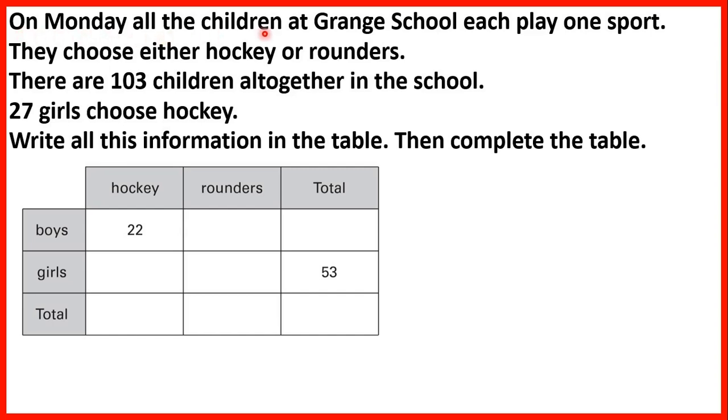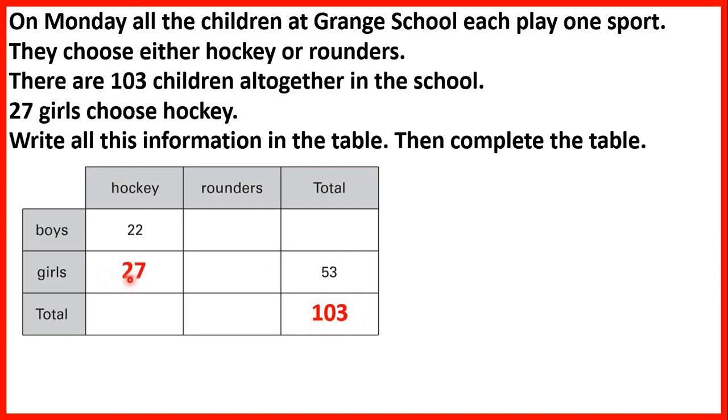On Monday, all the children at Grange School each play one sport. They choose either hockey or rounders. There are 103 children altogether in the school. 27 girls choose hockey. Write all this information in the table, then complete the table. So we know that there are 103 children in the school, so that means the total choosing hockey and rounders will be 103, and the total number of boys and girls will also be 103.